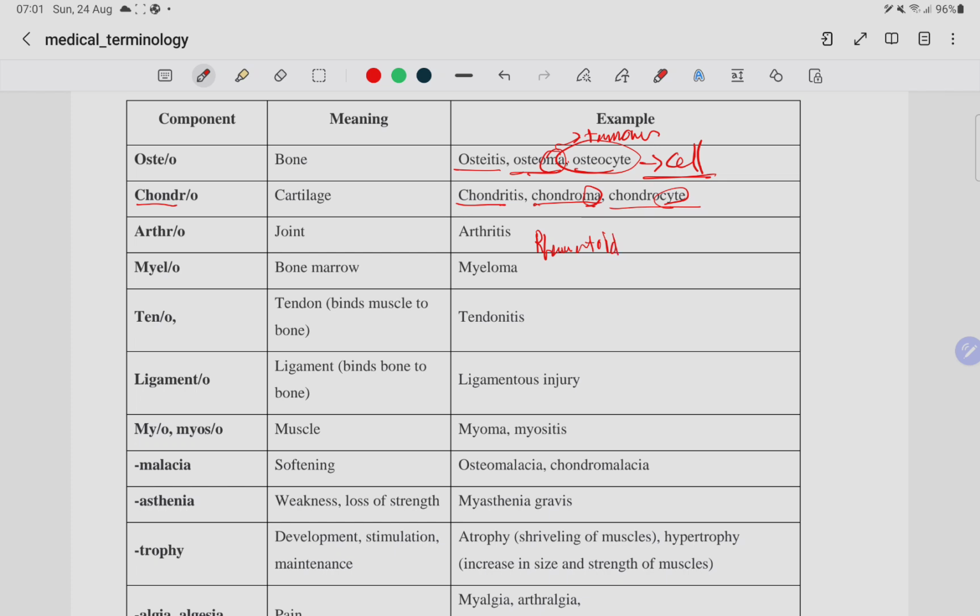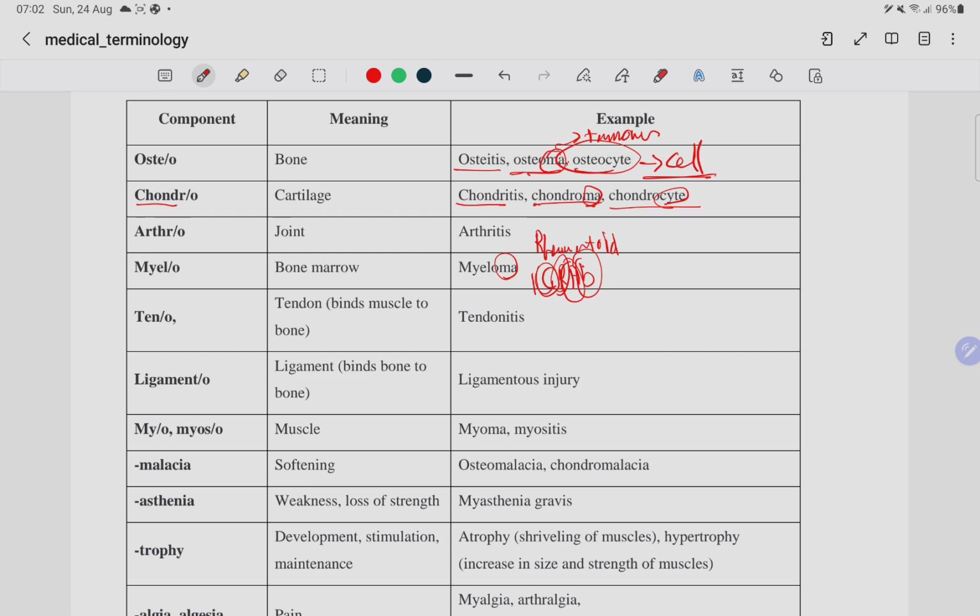Okay, myelo means bone marrow. So when I say myeloma, oma means tumor, the tumor that affects the bone marrow and presents with some lytic lesions in the skull. It has something called the CRAB criteria. C is hypercalcemia, presence of high calcium. R for renal failure, A for anemia, and B for bone lytic lesions.